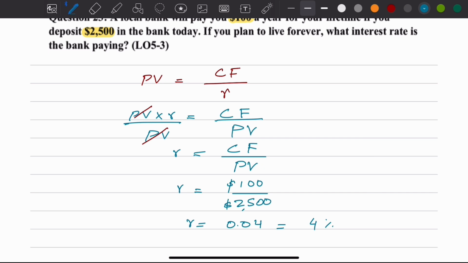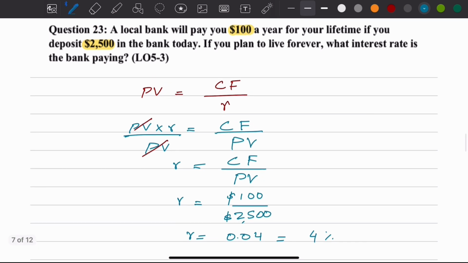That's it for this exercise. Pretty simple, pretty straightforward. This is how you answer problem number 23.